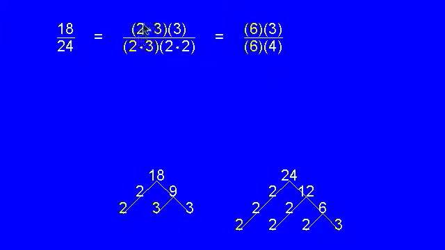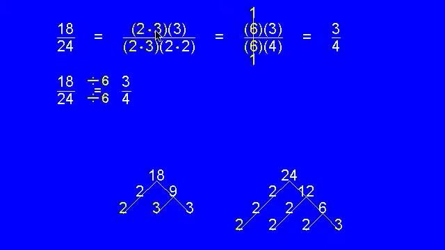Okay, so next you could combine the common factors. 2 times 3 is 6, and what's left is a 3. And again, we have a 6 here, and replace that with a 4. So you could cross these out, and you're left with 3/4 as the reduced answer. That's the same as dividing top and bottom by 6.